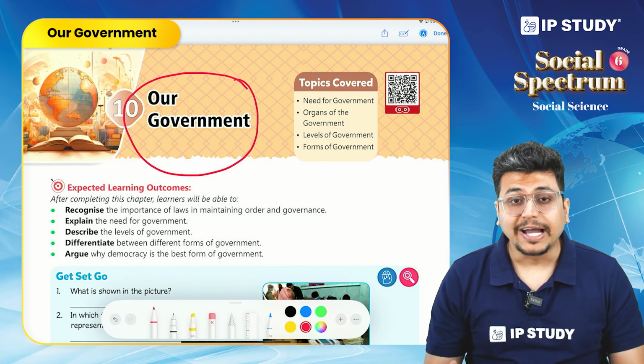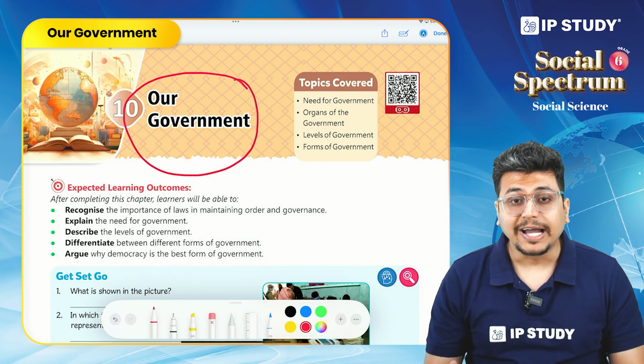So coming to the basics, what exactly is government? Now, for that we need to understand how any system works. Take example of your school. In your school, there is a principal, maybe a vice principal, then some head teachers, other staff members. All of these people are working together to make the school run. So this is basically the management of your school.